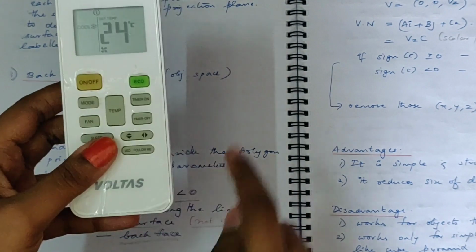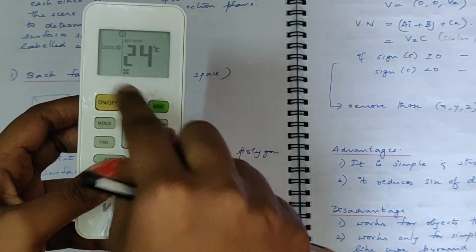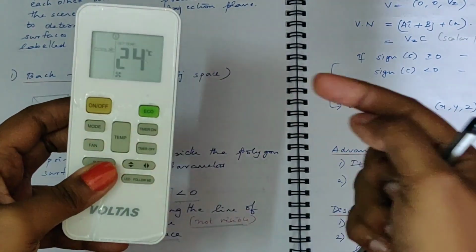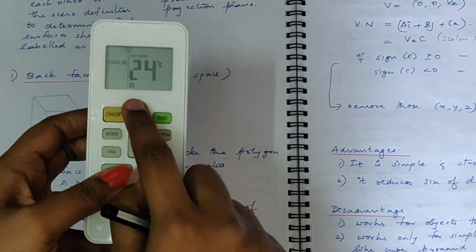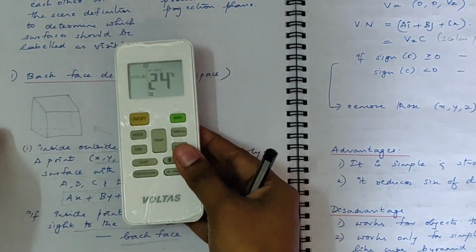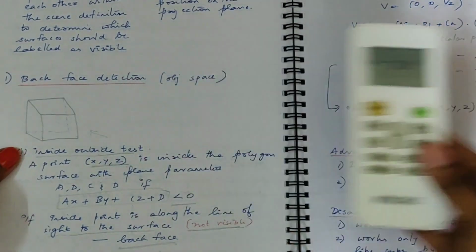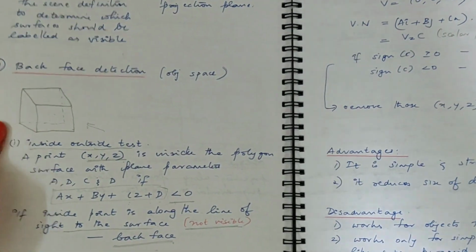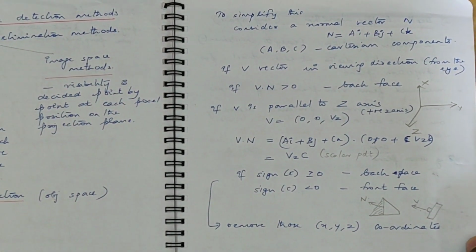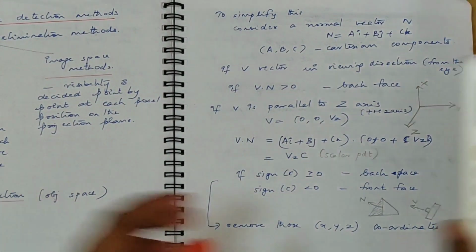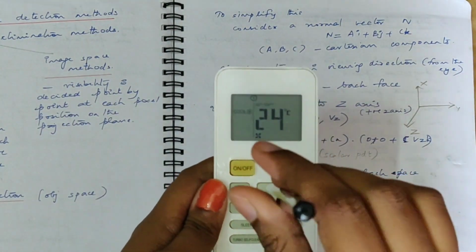How will you find out whether the point is along the line of sight? Any point that you take here, how do you determine whether it is along the line of sight? In order to determine that, we can consider the normal vector. So what is a normal vector? Any vector that you take which is at a 90-degree angle, you call that a normal vector.